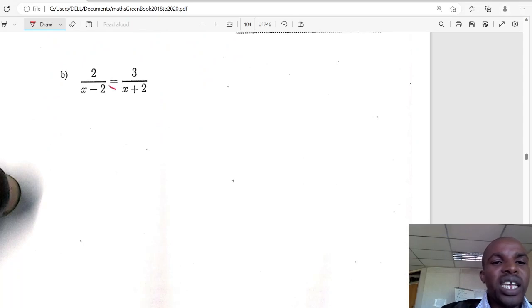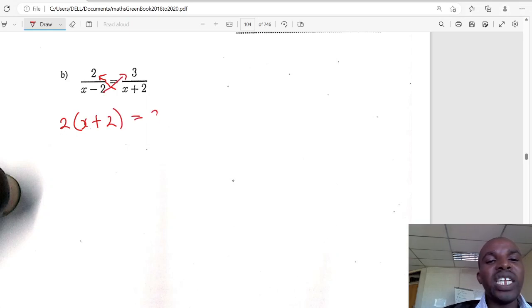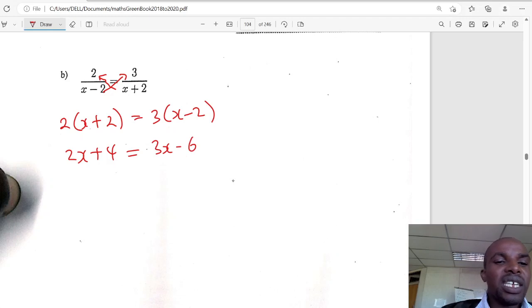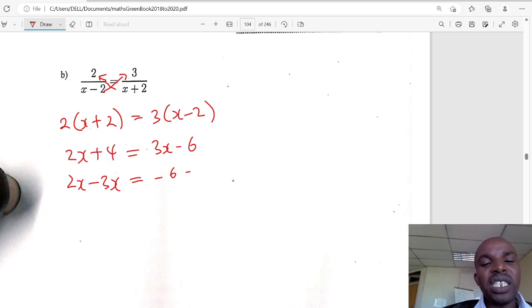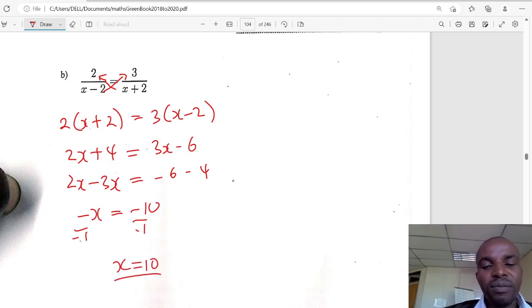Then next, you cross multiply. You say this x plus 2, so it will be 2 times x plus 2 is equals to, then x minus 2 will go with this 3 to multiply. That's cross multiplication. Then remove the bracket. 2 times x, 2x plus 4, is equal to 3 times x, 3x minus 6. Then collect like terms, 2x minus 3x is minus 6 minus 4. Then this one is minus x is equal to minus 10. Divide by minus 1 by minus 1. You get your x is equals to 10. So x is equals to 10.